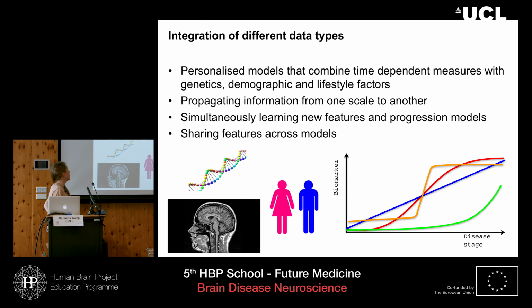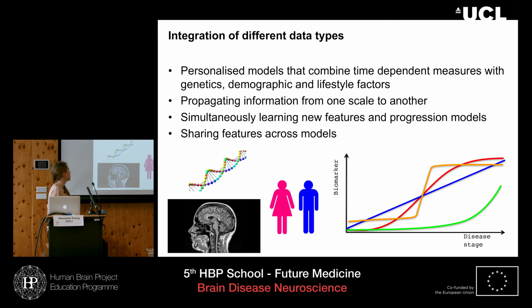So the next thing I put is propagating information from one scale to another. So, for example, by using network models to influence what your biomarker progression patterns might look like at a higher level. Or equally by using progression models to refine your network model. So you could potentially have much more complex mechanisms in your network models if you can compare to this more fine-grained biomarker progression pattern rather than just late-stage final atrophy values.